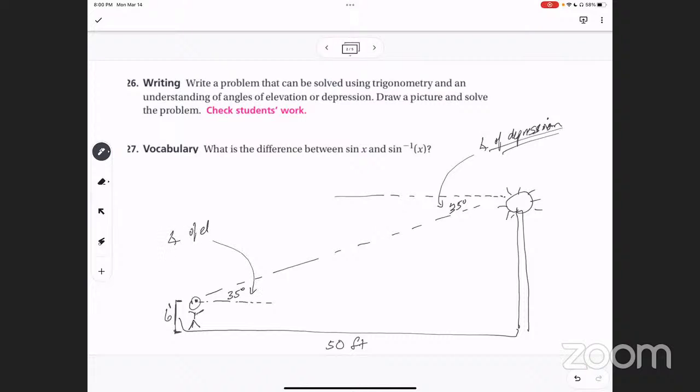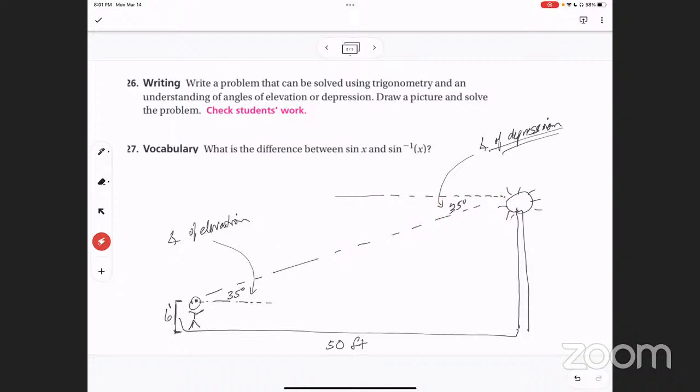You see how they're equal to each other because these are parallel lines. That's why they're equal. If you draw a line parallel to the ground out from the person tilting his head up, looking upward, that's an angle of elevation. And if you're standing up here looking down, you draw a parallel line out from there, and that's your angle of depression.